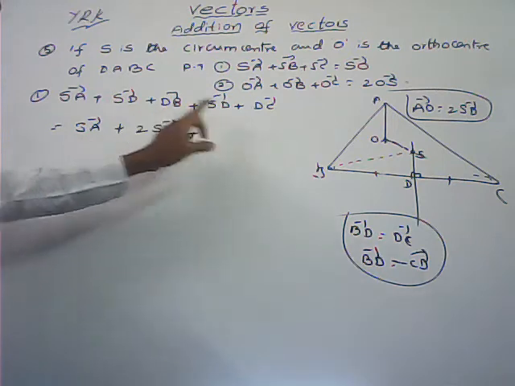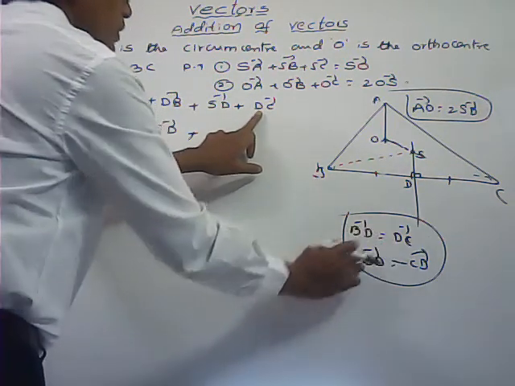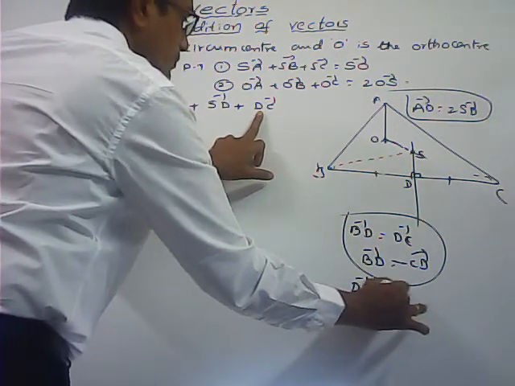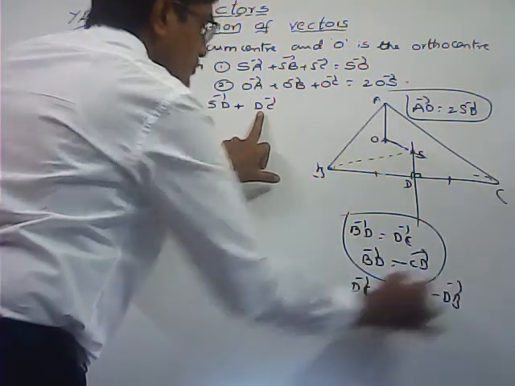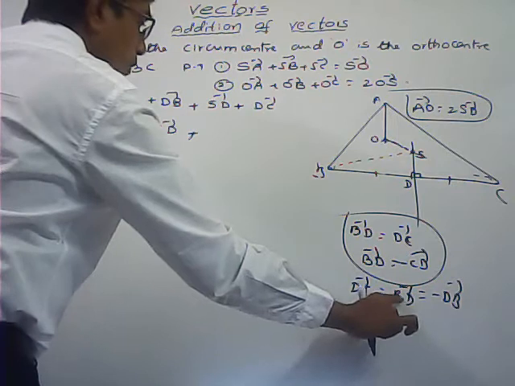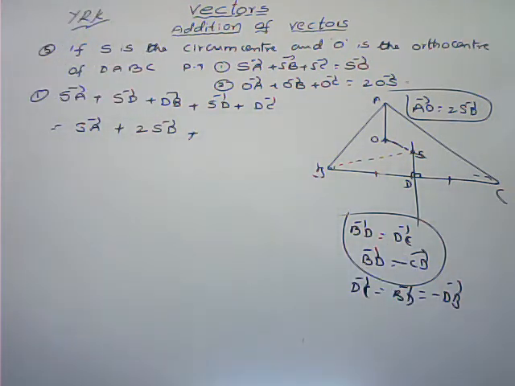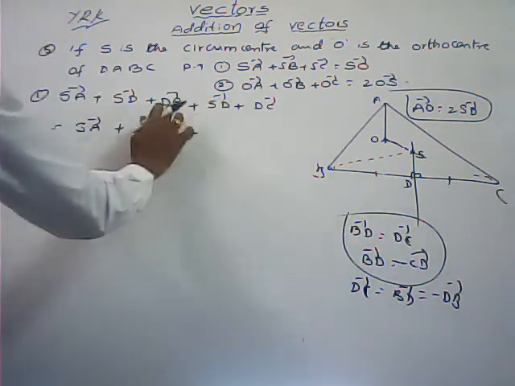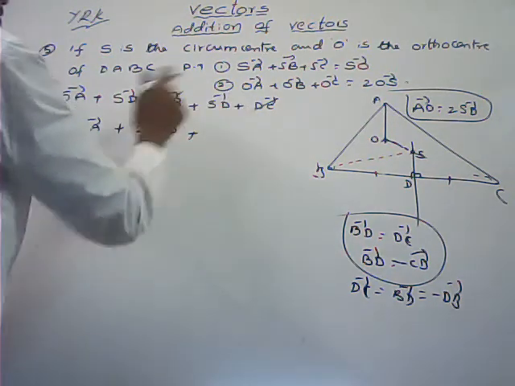DB bar is there, here DC bar is there. DC bar we can write as BD bar, and BD bar we can write as minus DB bar. Here I interchanged both, so the negative we get, minus DB bar. So DC bar I can write minus DB bar plus DB bar, both get cancelled. Magnitudes are the same but in the opposite direction, so both are cancelled.